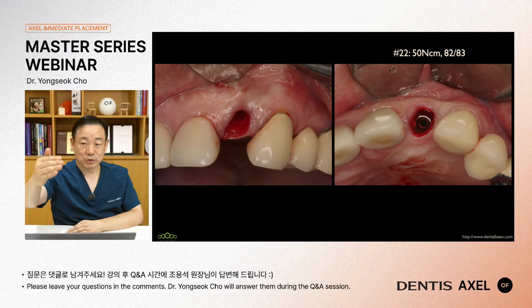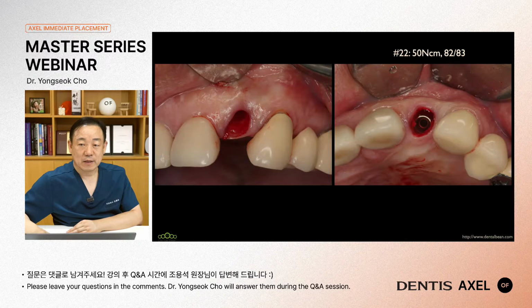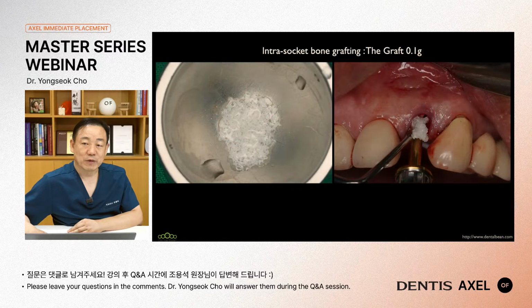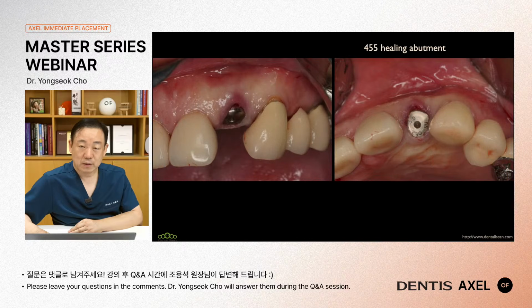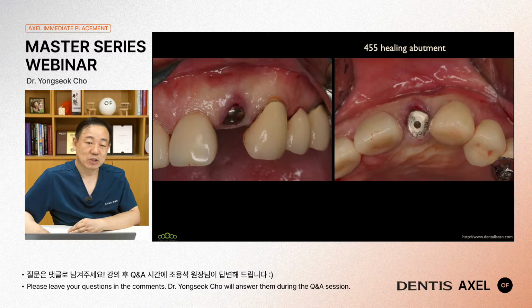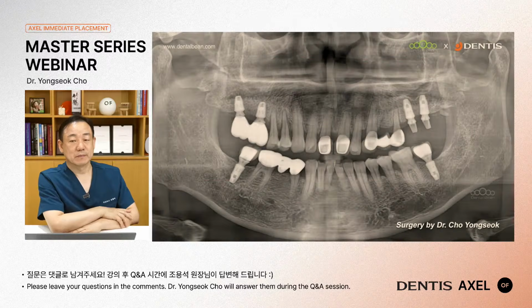The implant was positioned palatally, and the gap between the implant and the labial plate looks about 2 millimeter. Intra-socket bone grafting was done in the routine way, and I connected the healing abutment. The gingival height is 5 millimeter. That means from the facial gingival margin, it is 4 millimeter deep. It is not so deeply placed. Here, look at the video of this case.